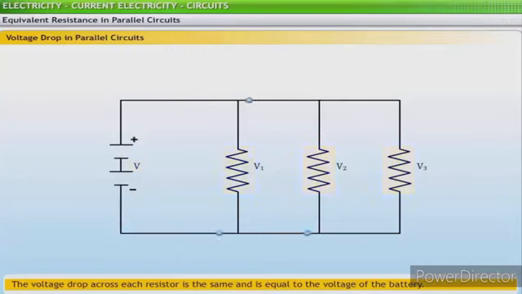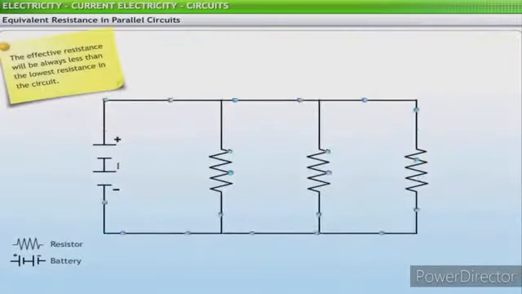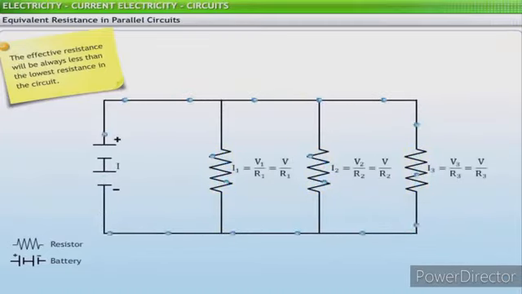Put in equation form, this principle is expressed as V is equal to V1 is equal to V2 is equal to V3. Let the equivalent resistance be R. As you saw earlier in series circuits, you can calculate the amount of current flowing through each resistor as the ratio of the voltage drop across that resistor to the resistance of that resistor.